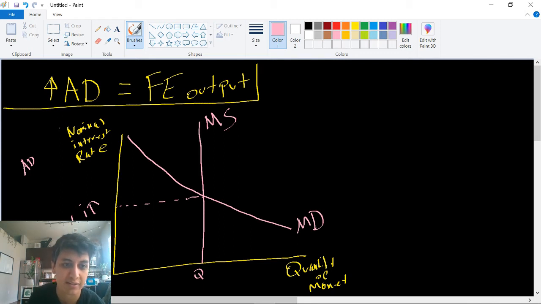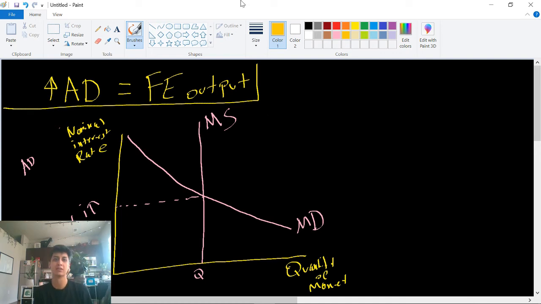So we know that. And the question we need to ask ourselves is, there are two ways to have a decrease in interest rate. Which one of these is going to happen? Are we going to have an increase in the money supply, or are we going to have a decrease in the money demanded?